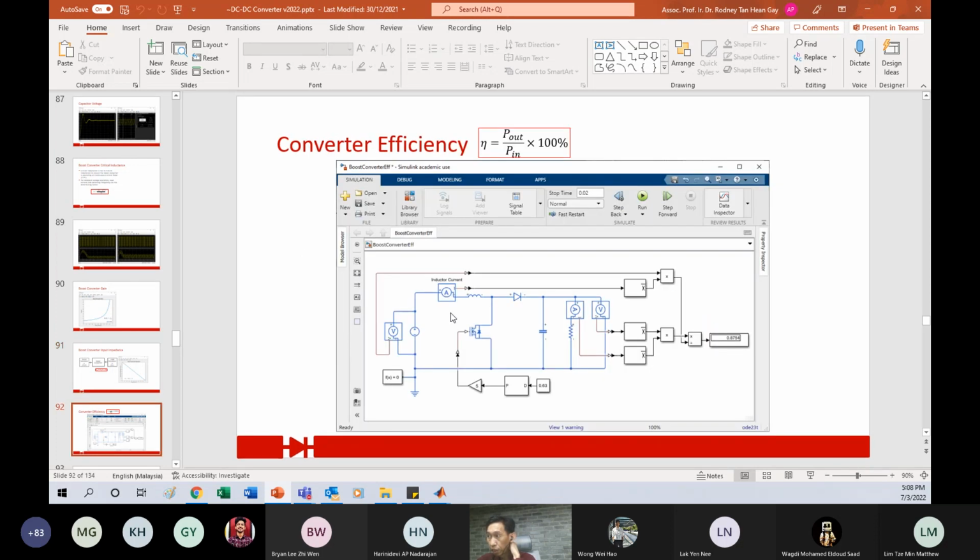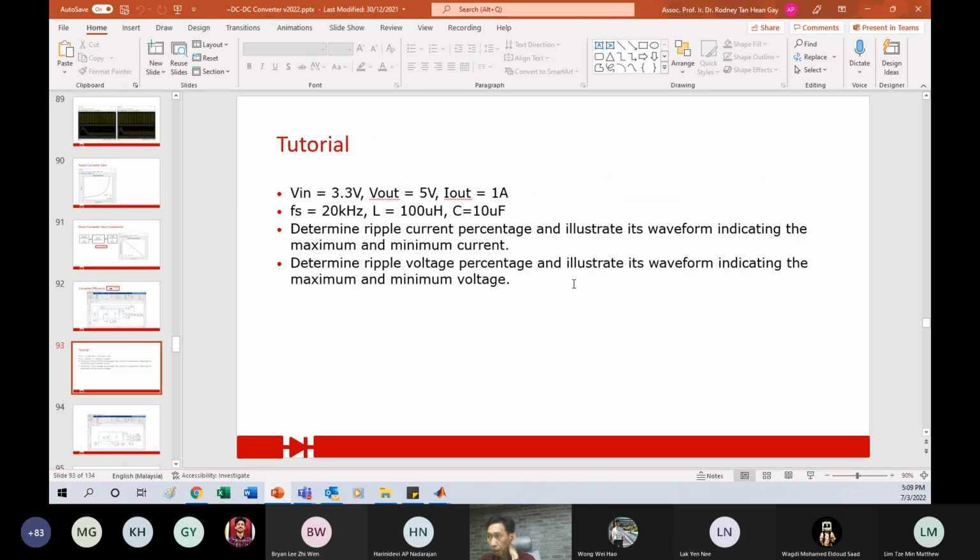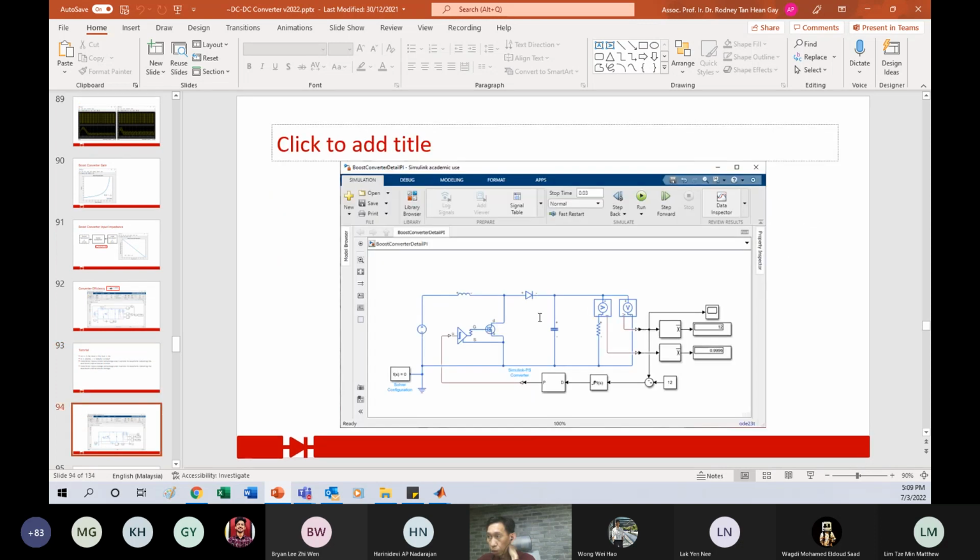Now, efficiency is always the output power over the input power. These are tutorials, so please do them at home. I also show the feedback control. Feedback control is always the output minus the reference, then go to the PI control, then to the duty cycle, and then control the switching.